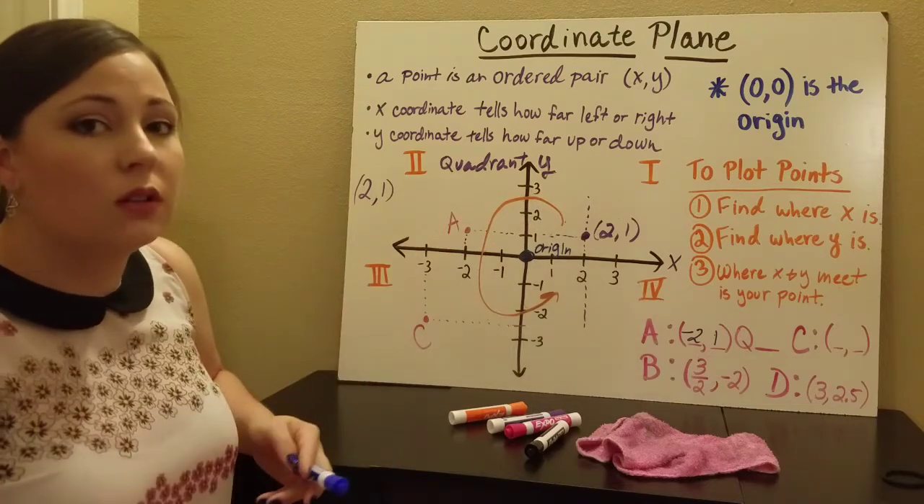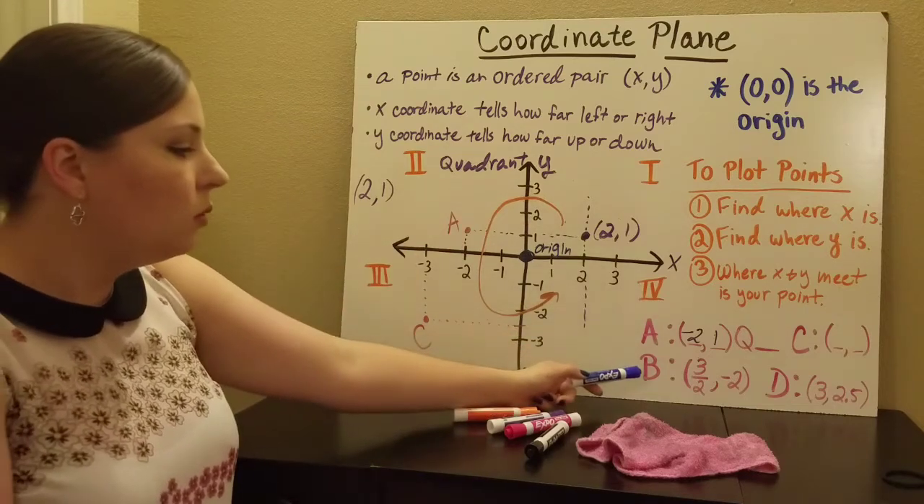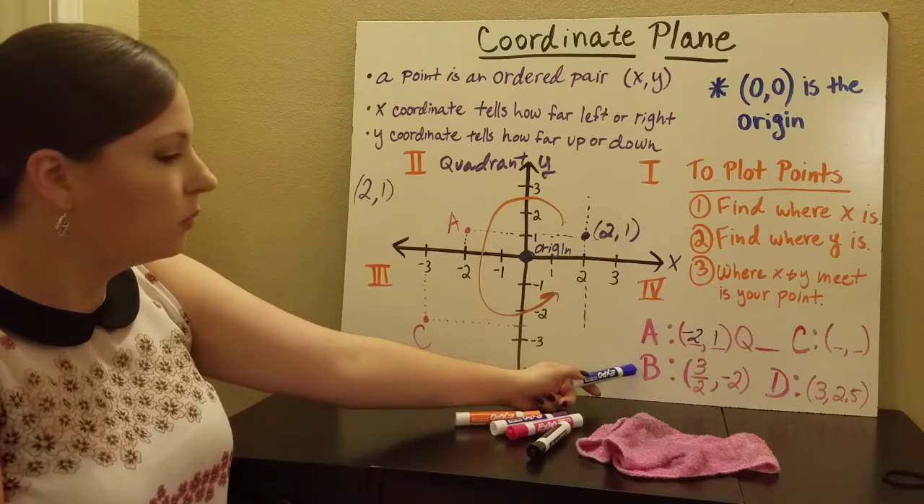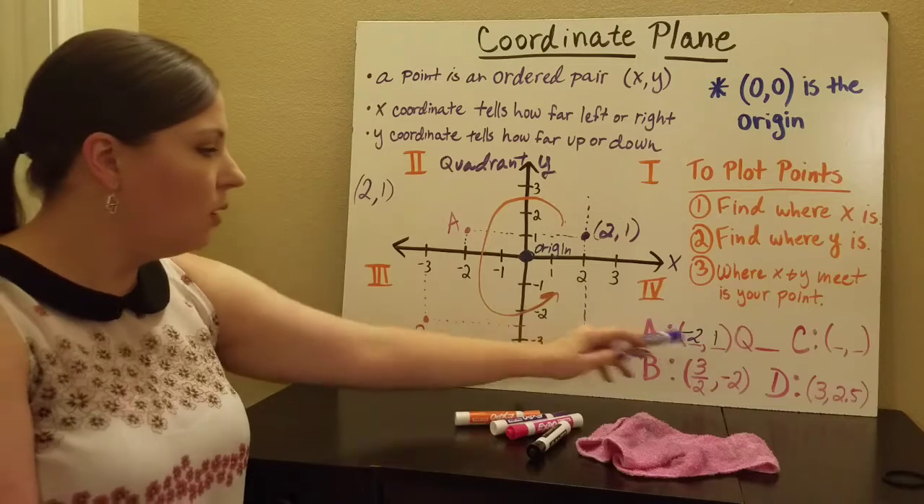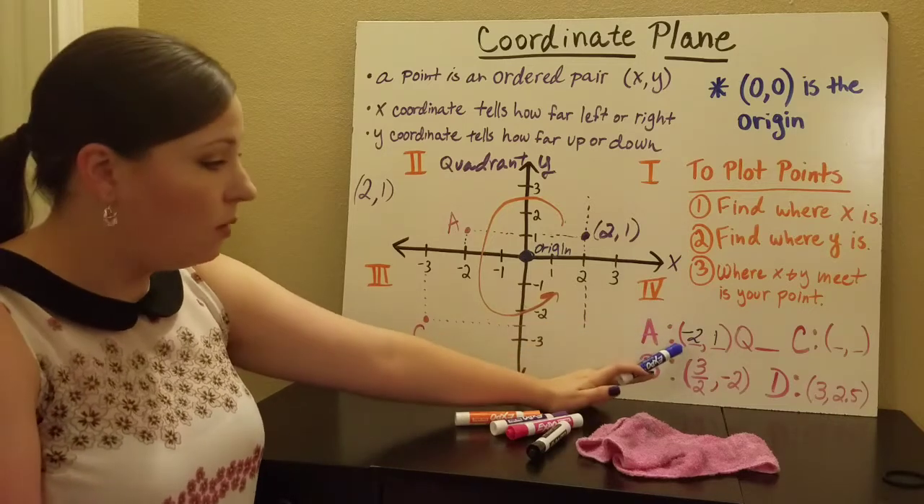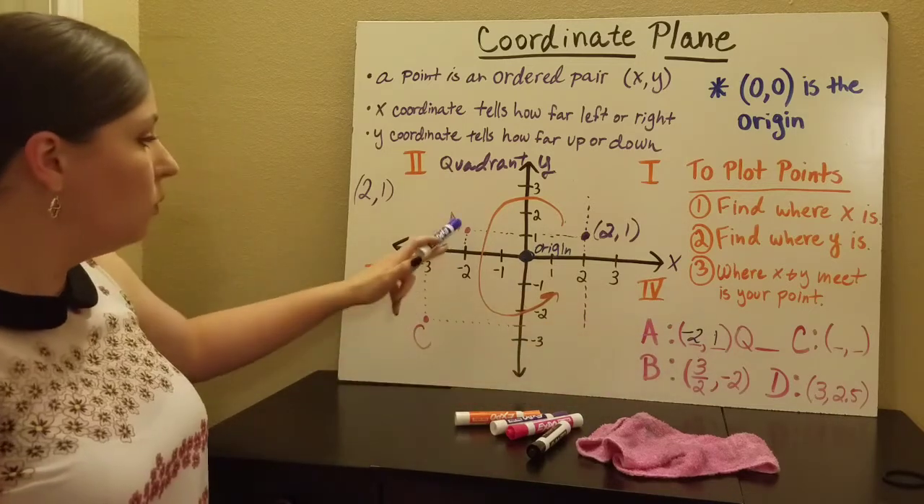So now let's do another example here. I'm going to do example B with you, okay? And you're going to do C and D. So let's make sure. Did we finish A? Okay, we got the point for A. We said it's at -2, 1.